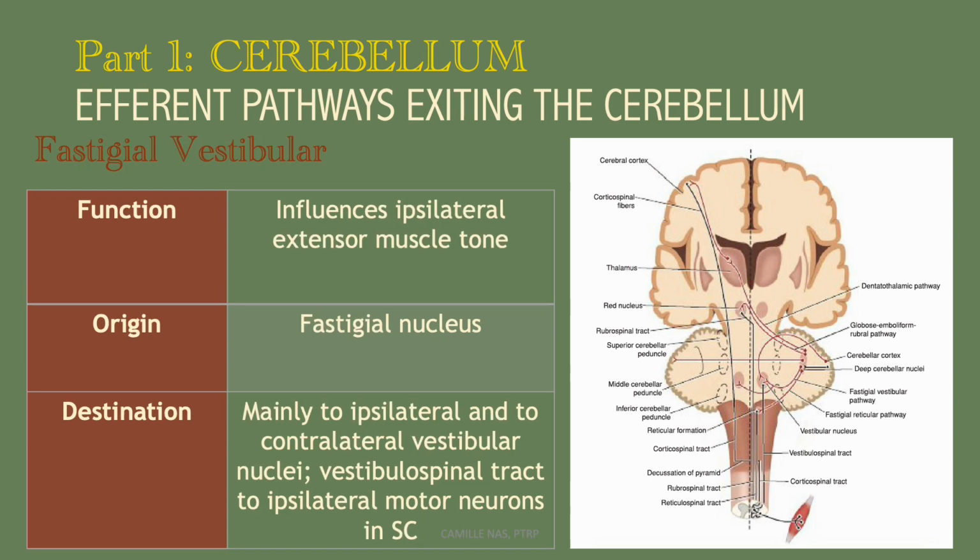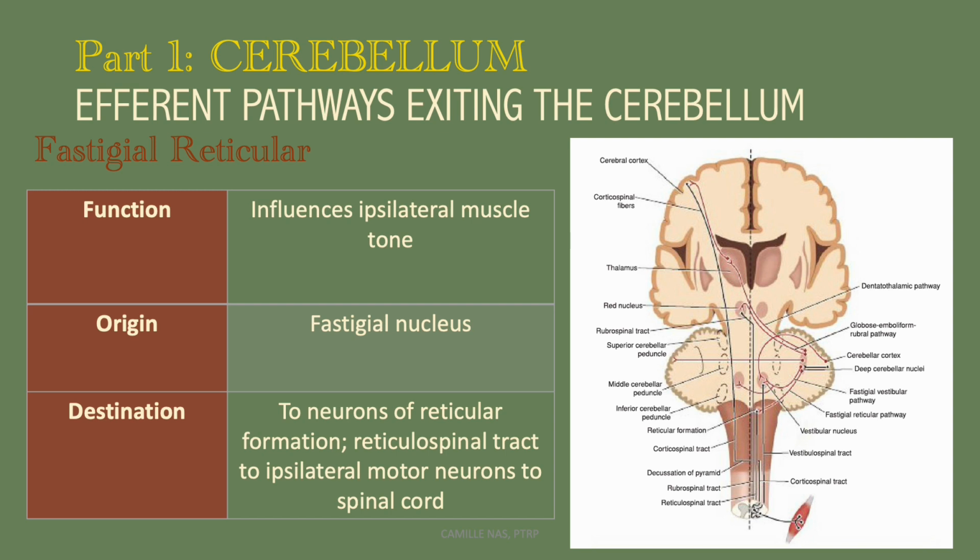Okay, next we have your fastigial vestibular. This one is specific for extensor muscle tone. It will originate from the fastigial nucleus, and then it will go mainly to the ipsilateral and also to the contralateral vestibular nuclei. And then it will also pass through the vestibulospinal tract to the ipsilateral motor neurons. So this one is the vestibular nucleus. It synapses there. Some will go to the other contralateral side, but mainly it will synapse with the ipsilateral, and then from the vestibular nuclei via your vestibulospinal tract, it will now supply the ipsilateral motor neurons in the spinal cord, and then the spinal cord will send signals to the muscle, specifically the extensor muscles. Okay, so fastigial vestibular, extensor muscle tone.